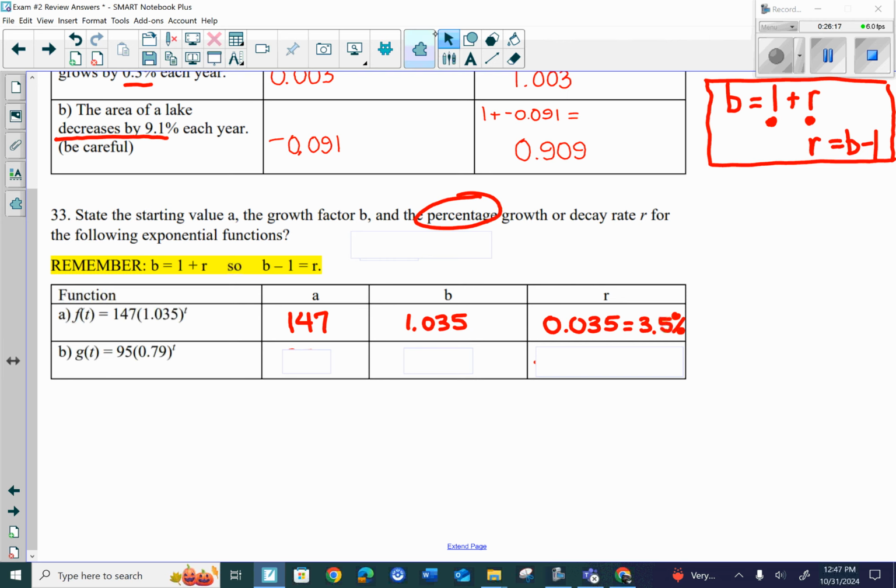In the second one, the a value, the initial value, would be 95. The b would be 0.79, and the growth rate would be that b value minus 1, so that means it would be decaying by 0.21. So negative 0.21, since it's decay, which is negative 21%.